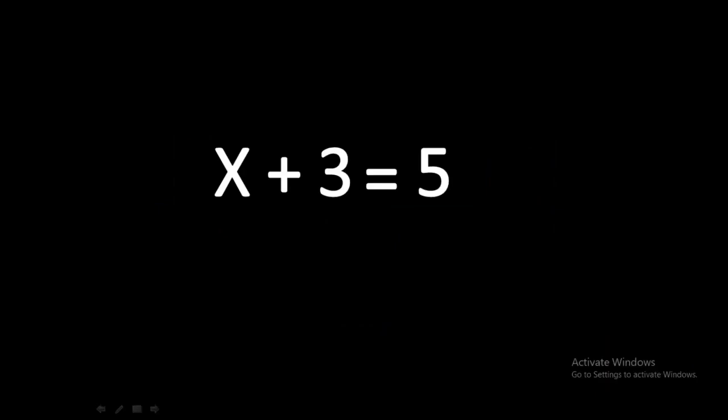x plus 3 is equal to 5. In this equation, 5 is the number of apples in the first box before balancing, and 3 is the number of apples in the second box. The variable x is the number of apples that we need to take out to balance the seesaw.